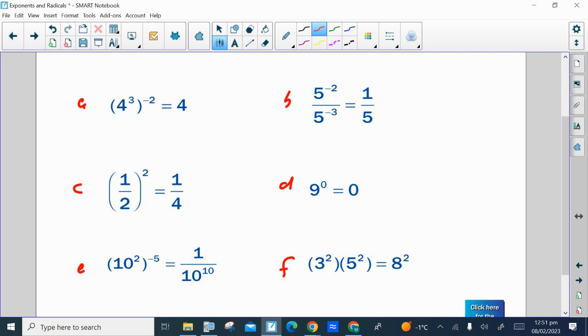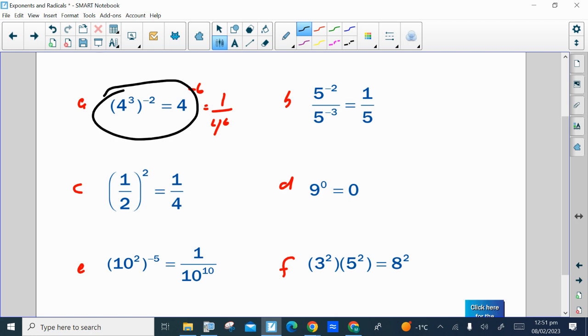You actually multiply the exponents and keep the base the same. So that will be 4 to the negative 6, or 1 over 4 to the positive 6. So that one is definitely incorrect.